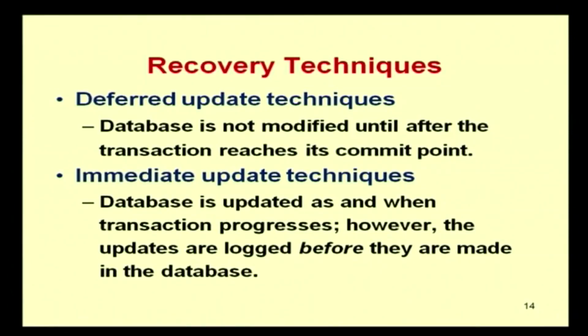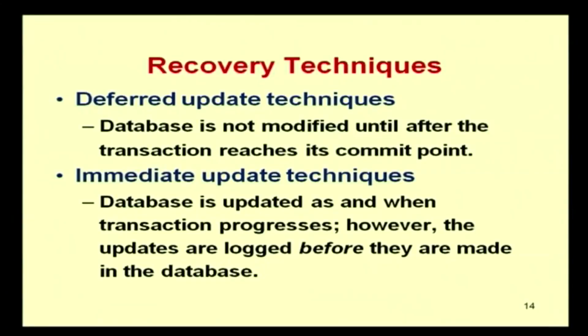In the deferred update technique, the database is not modified until after the transaction reaches its commit point. Until the commit point comes, nothing is modified. So, though you have written long back, if you have not reached the commit point, you do not write that. That is called deferred update. Immediate update, what happens? The database is updated as and when the transaction progresses. However, the updates are logged before they are made in the database. So, you know what are the things that have been updated.